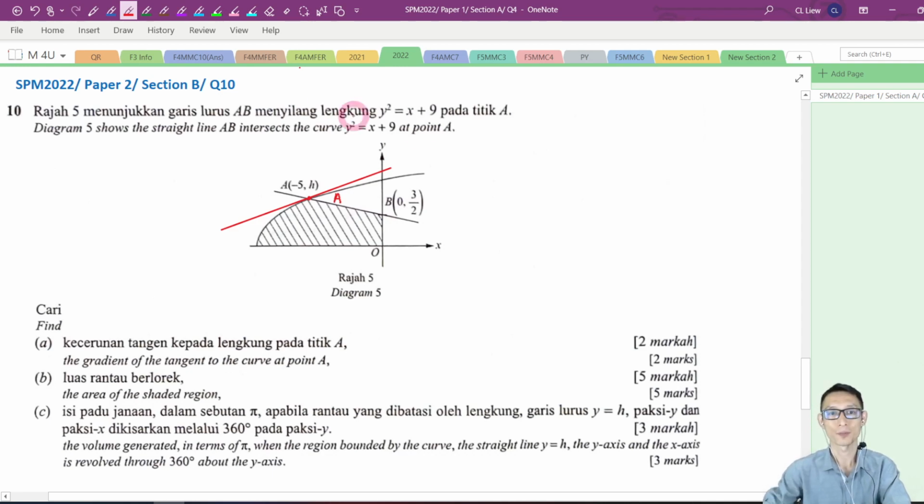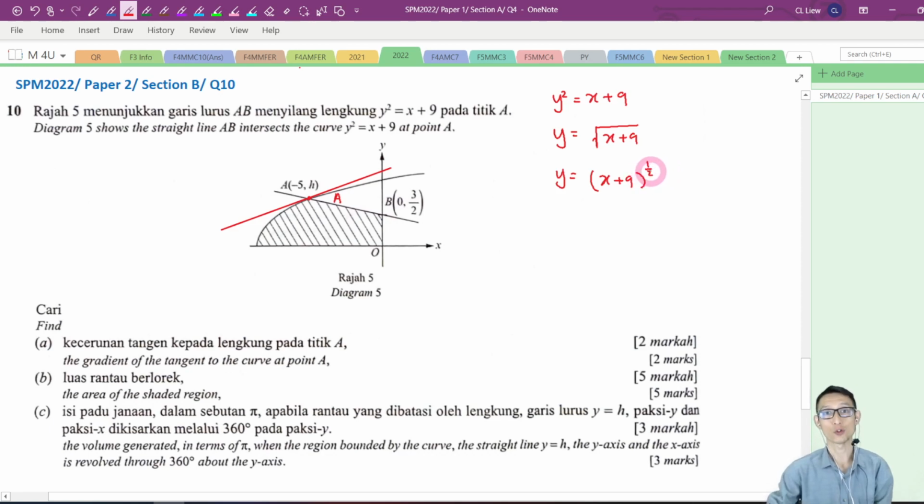dy by dx, right? y squared is equal to x plus 9. This is y squared, so I want y. So I'm going to square root both sides. y is equal to square root of x plus 9. We have two parts, plus and minus, because another part is over here. But now we are only interested in the upper part. Therefore, I only take the positive part. So y is equal to square root of x plus 9. I can write it this way: x plus 9 raised to the power of 1 over 2.